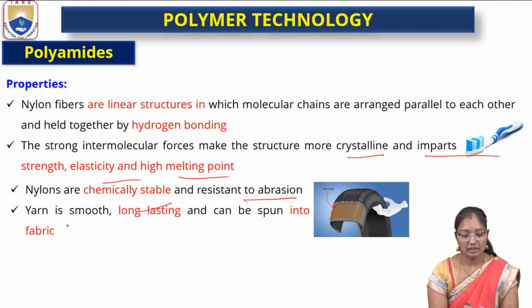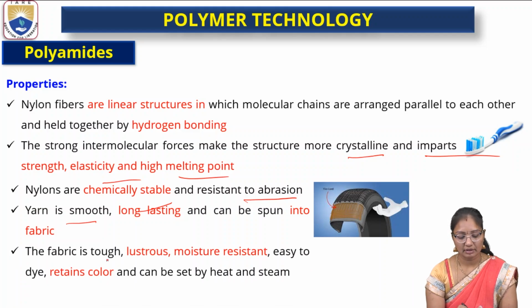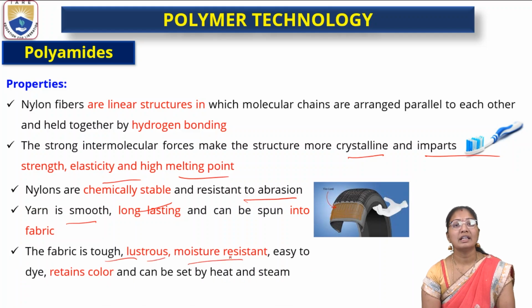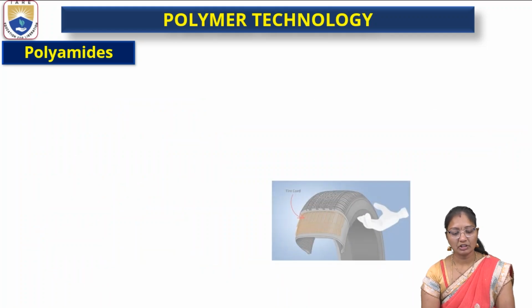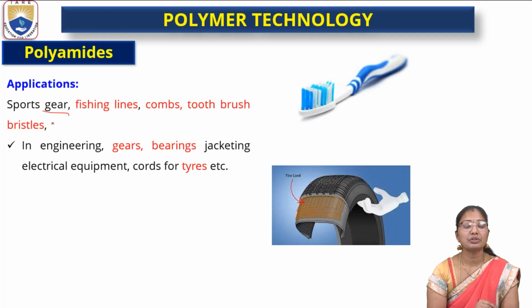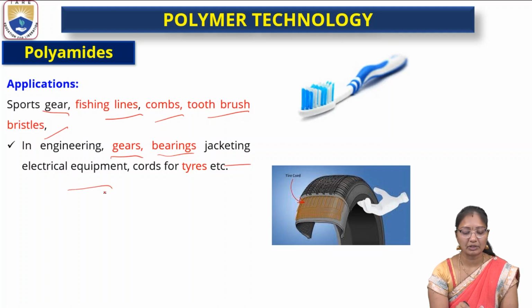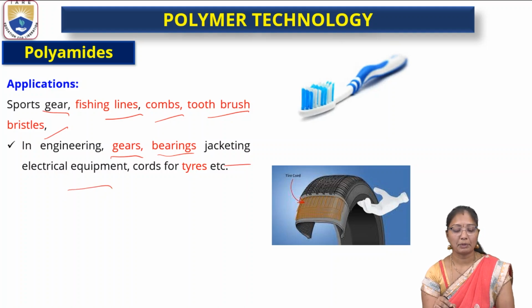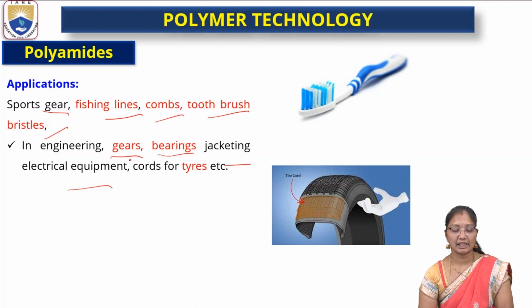Yarn is a smooth, long lasting material that can be spun into fabric. This fabric is tough, lustrous and moisture resistant, easy to dye, retains color and can be set by heat and steam. Applications of these polyamides are in sports gear, fishing lines, combs, toothbrush bristles, etc. In engineering, they are used for gates, bearings, jacketing, electrical equipment, cords of tires, etc.